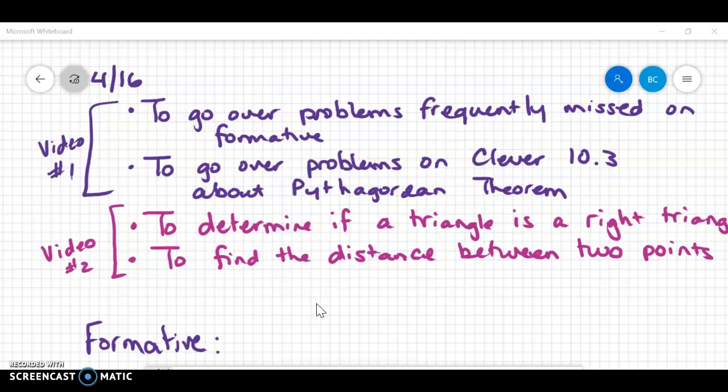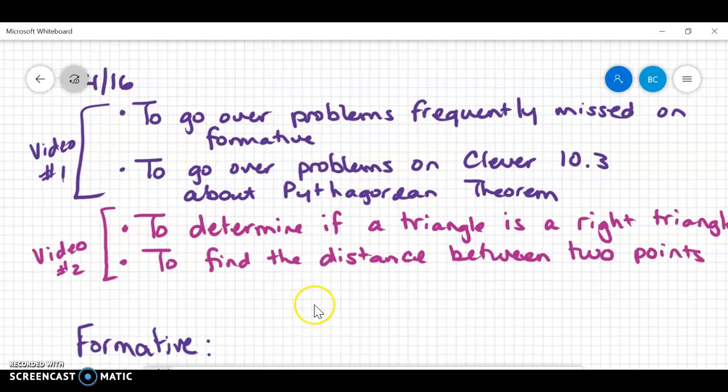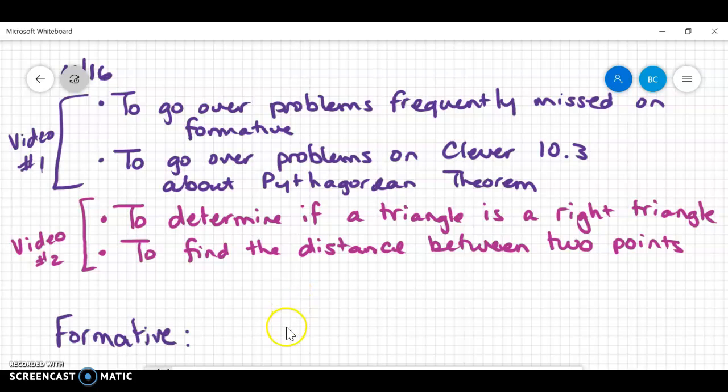If you don't need to do either of those two things, you can stop this video and then go to video number two. And video number two is going to be our new learning for today. We're going to determine if a triangle is a right triangle, and we're going to find the distance between 2 points using the distance formula.